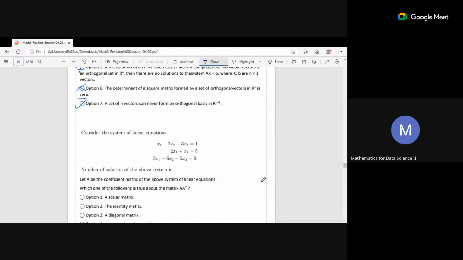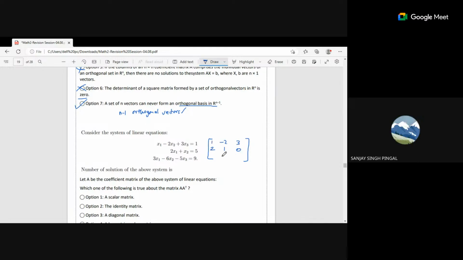Consider the system of linear equations. This is the system given to you. The number of solutions of the above system is? What do you say? Excuse me, ma'am, question number 7. The correct statement would be a set of n vectors can form an orthogonal basis for Rn minus 1. Is that correct? So the correct statement, if you want to say, is that a set of n minus 1 orthogonal vectors forms a basis for Rn minus 1. Yes, correct. Okay, so now let us write the matrix form.